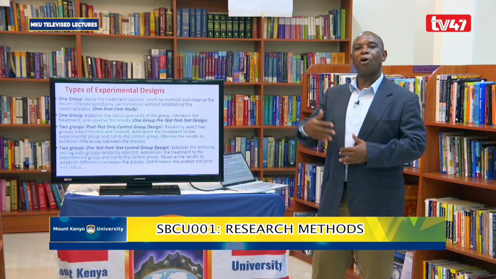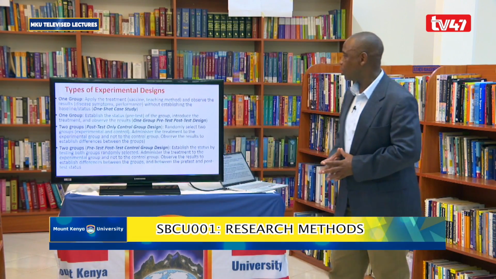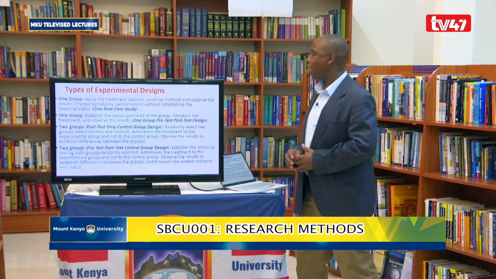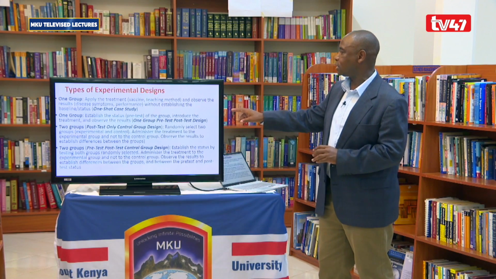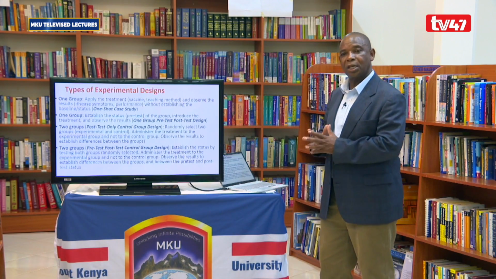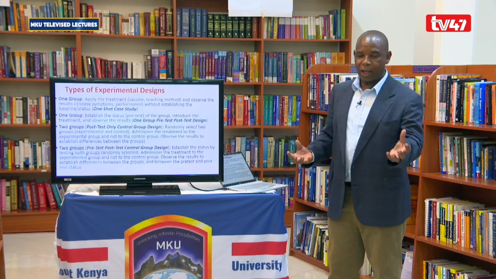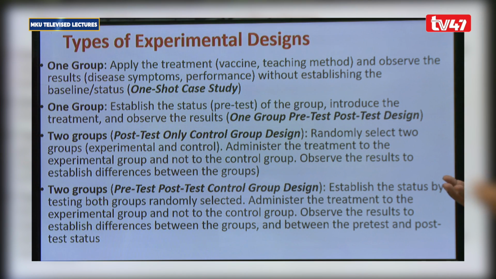So you are able to compare the status of that patient or those patients before the treatment and after the treatment. You can now raise this a little more and say that you are not just interested in one group, you are interested in two groups. In this case, you will do what we call post-test only control group design, in which case these two groups of people, you apply this treatment, and in the control group, you don't apply that treatment and observe the results. Then you have the pre-test and post-test control group, whereby in both the experimental group and the control group, you establish the status before the treatment and then establish the status after that.